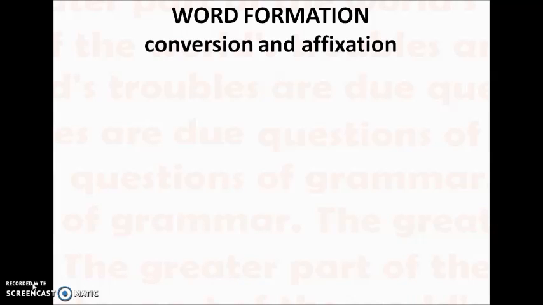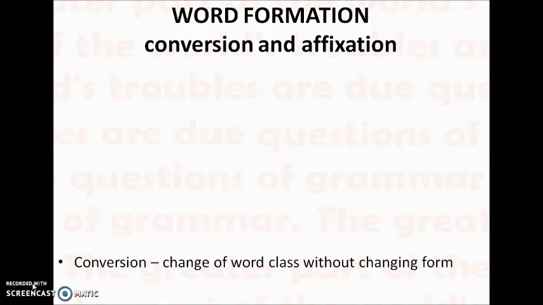First, we'll look at word formation, or how to create new words. The two most common ways of doing this are conversion and affixation. Conversion means that you create a word with new meaning without changing the form of the original word. For example, rule can be a noun, meaning a law, or it can be a verb, to rule, meaning to manage or control.